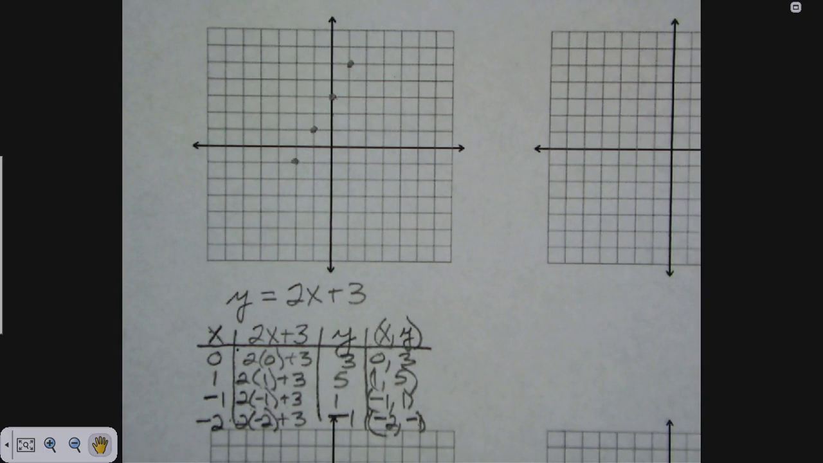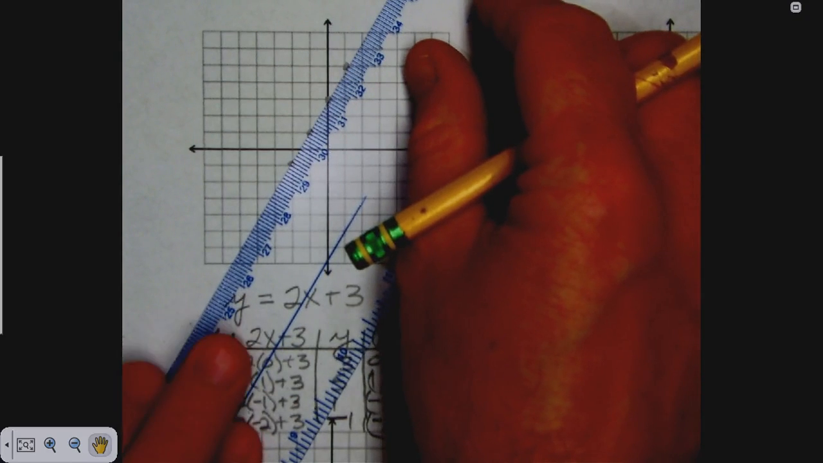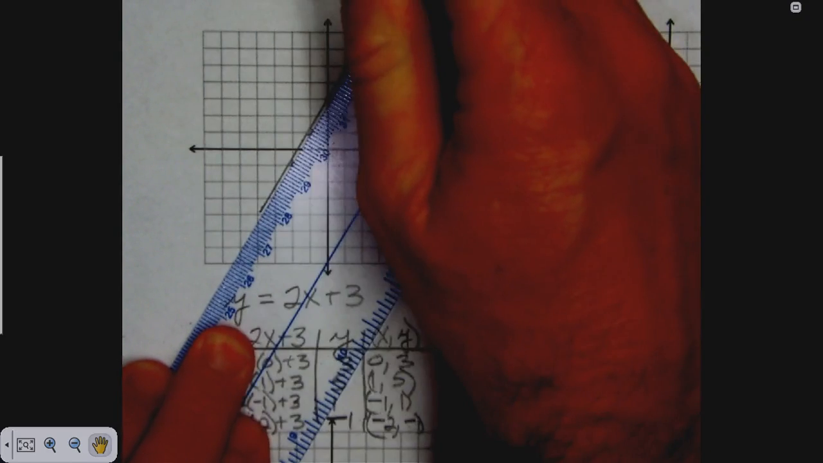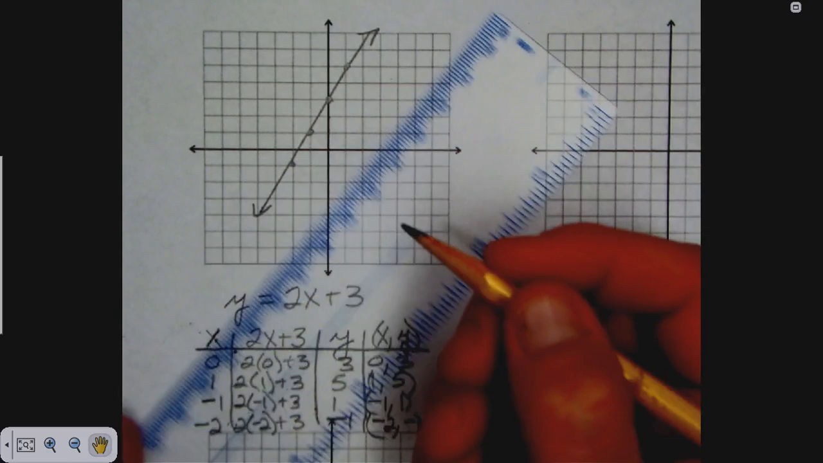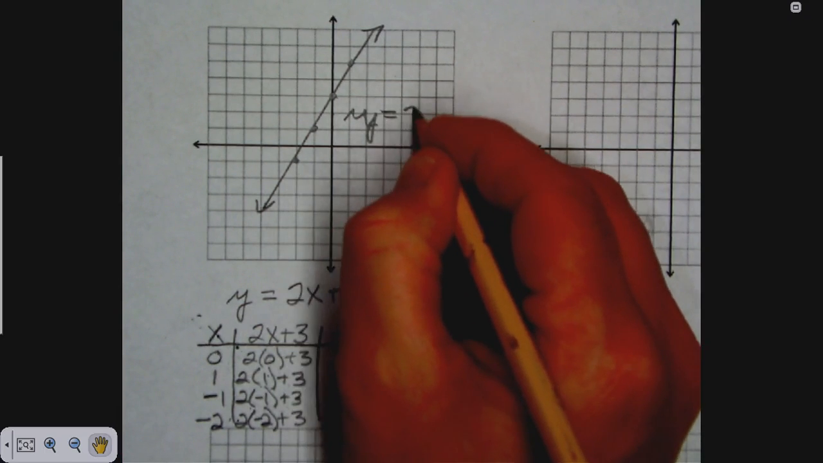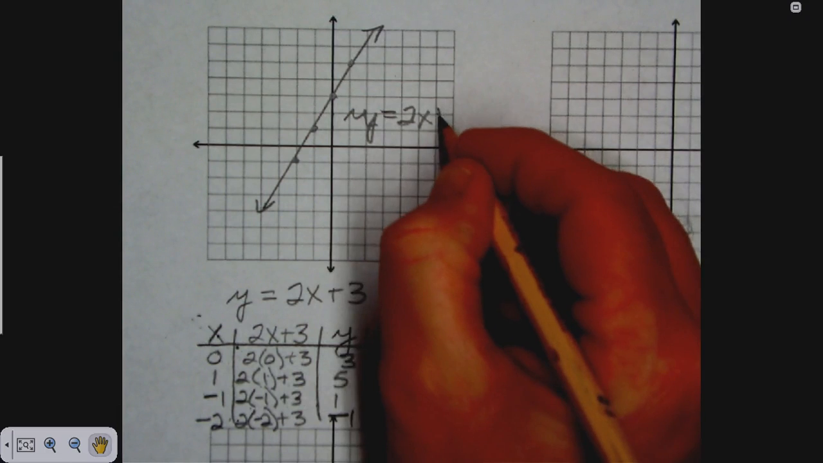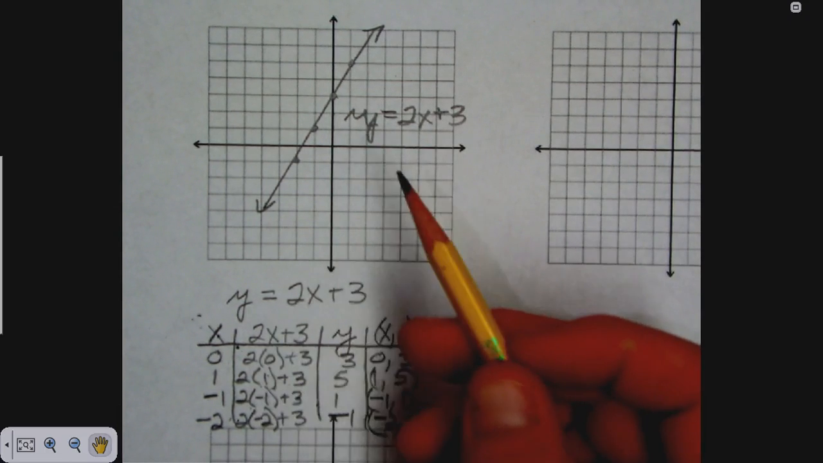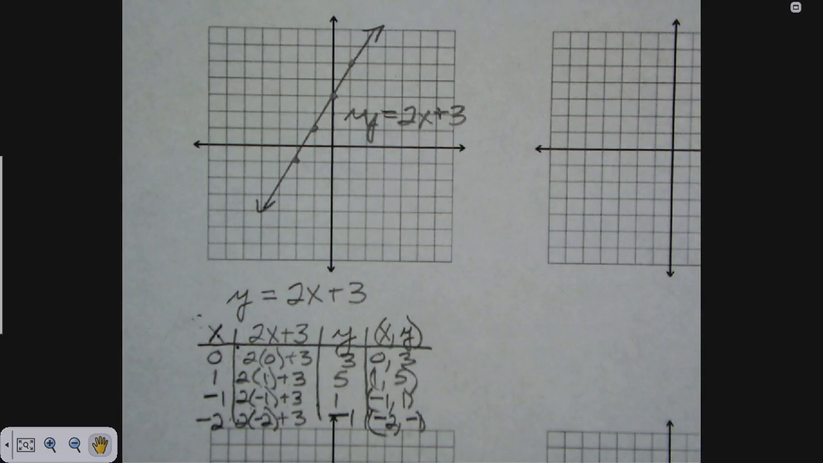I'm going to get a straight edge here. And so I'm going to take this, put it here, put it through these points, and draw a line. And that's my line, which is y is equal to 2x plus 3. And trust me, that's a y. Okay? And so that's the table method. Let me label that. So that's table.